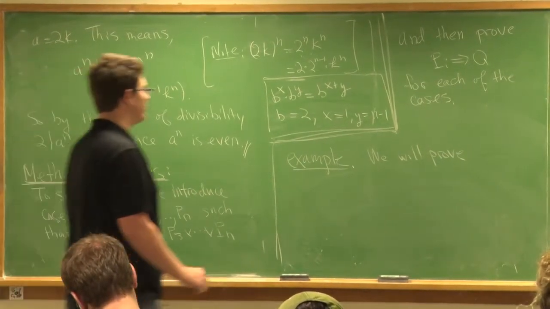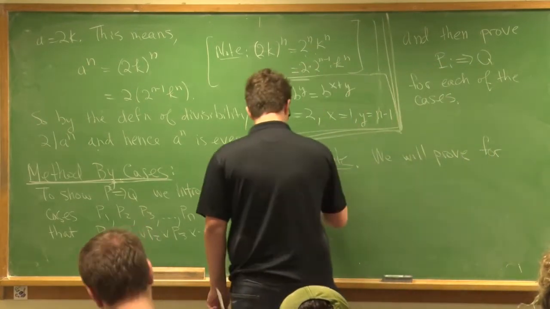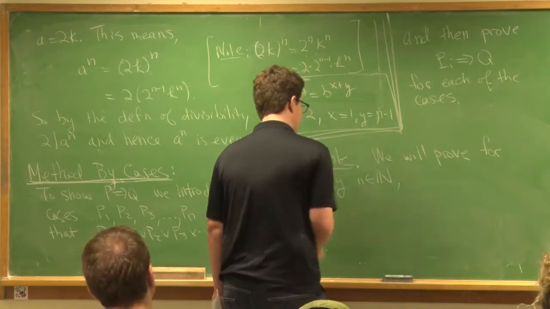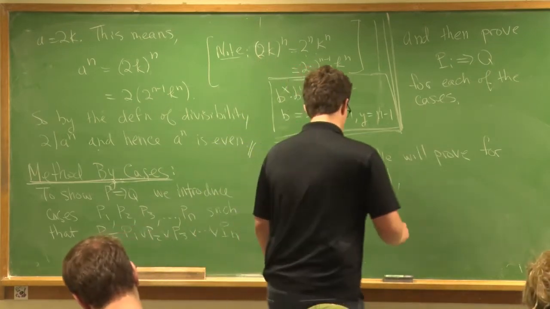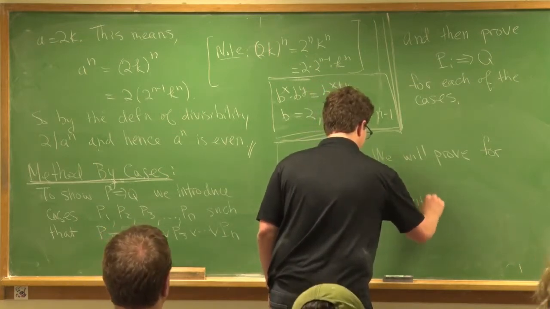Okay, so we will prove for every n in the natural numbers, 2 divides n times n plus 1.